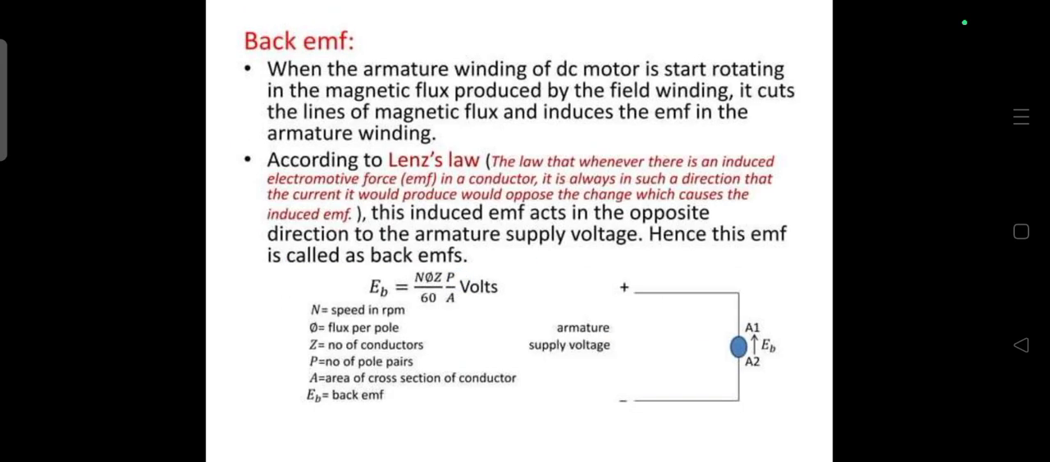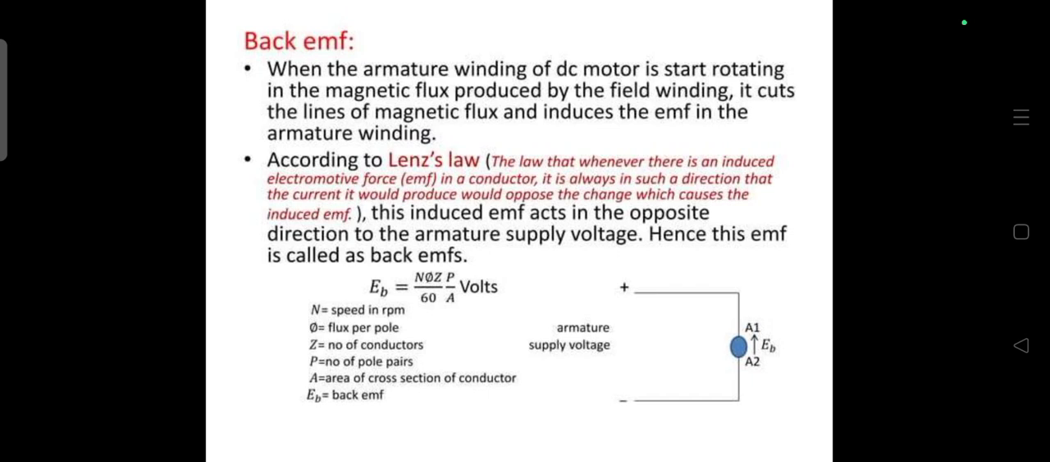The next one is back EMF. In the armature winding of a DC motor, it starts rotating in the magnetic flux produced by the field winding. It cuts the lines of magnetic flux and induces an EMF in the armature winding. This induced EMF acts in the opposite direction to the armature supply voltage. This EMF is called back EMF.